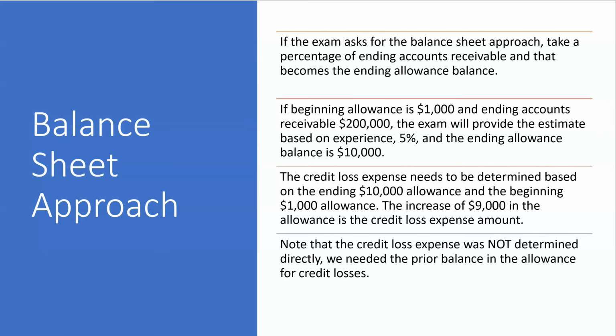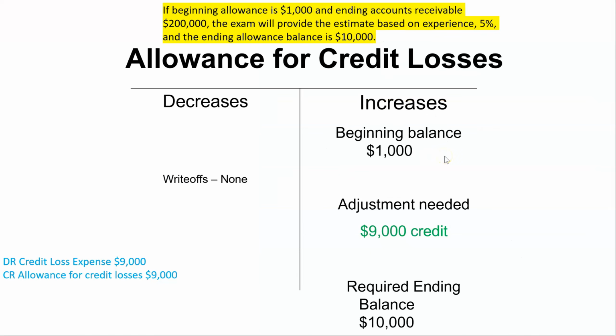Let's make a T account. They told us the beginning balance of the allowance is $1,000. We put it on the credit side because it has a normal credit balance. We're working with a contra-asset, allowance for credit losses. Normal credit balance, beginning of $1,000, and the ending balance we just calculated, 5% of ending accounts receivable, which is $200,000. So the ending allowance is $10,000. We had the beginning balance, now we have the ending balance.